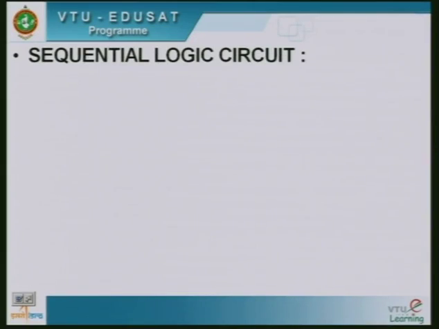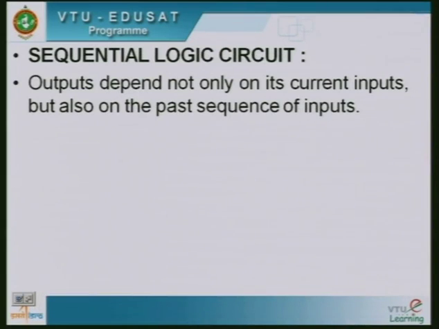Now we will see what sequential logic circuits are. Sequential logic circuits, in opposition to combinational logic circuits, depend on the present as well as the past sequence of inputs. So it depends on the past inputs and sometimes the past outputs also, along with the present inputs. So what should happen in a sequential logic circuit? It should be able to remember or store the past history of the inputs so that it will be able to produce the current output.